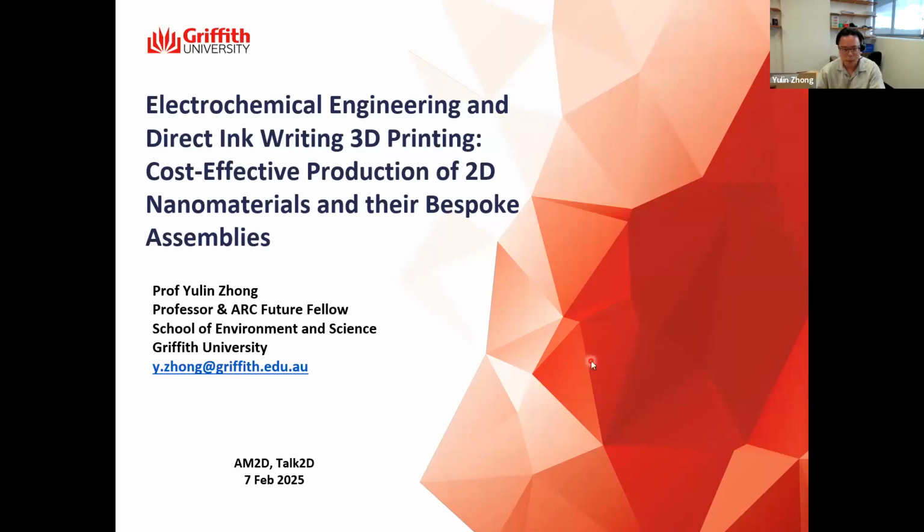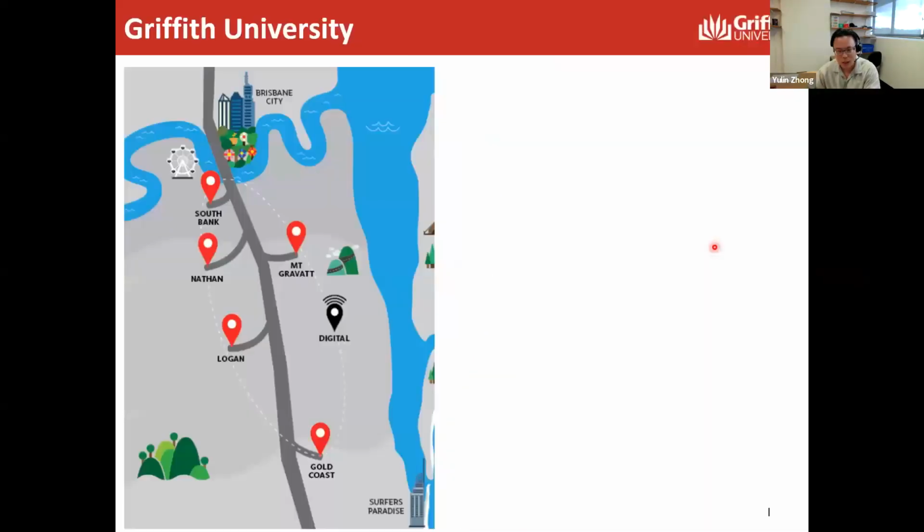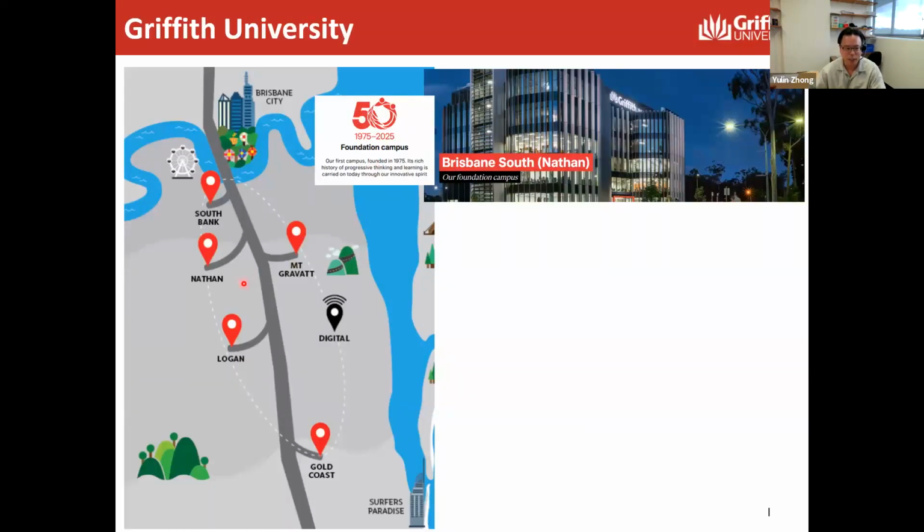First up, a brief introduction of Griffith. Welcome to visit us at Brisbane. We have our foundation campus at Nathan, which nowadays we call South Brisbane Nathan. That's our first campus, and we are celebrating our 50 years anniversary. I think there'll be lots of celebration throughout this year, so do welcome and enjoy our celebration.